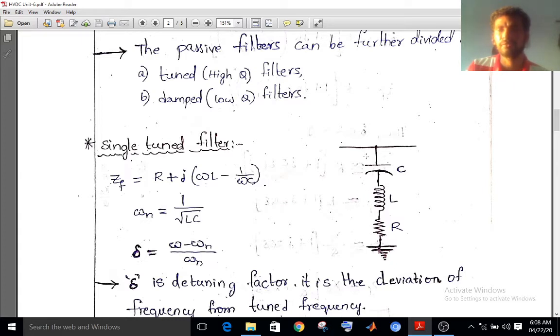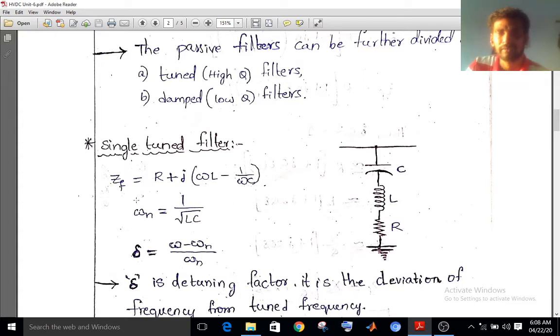If I want to find the impedance of this series network, ZF must be equal to R plus j(XL minus XC). XL is omega L, XC is 1 by omega C. Taking j common, this becomes R plus j(omega L minus 1 by omega C).